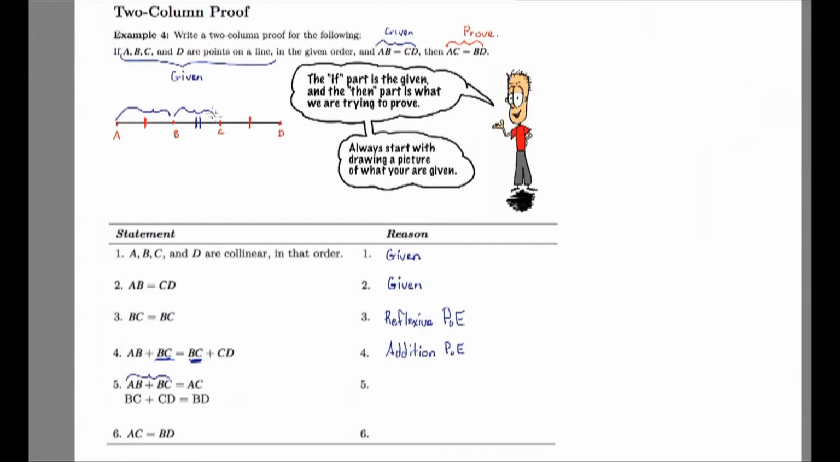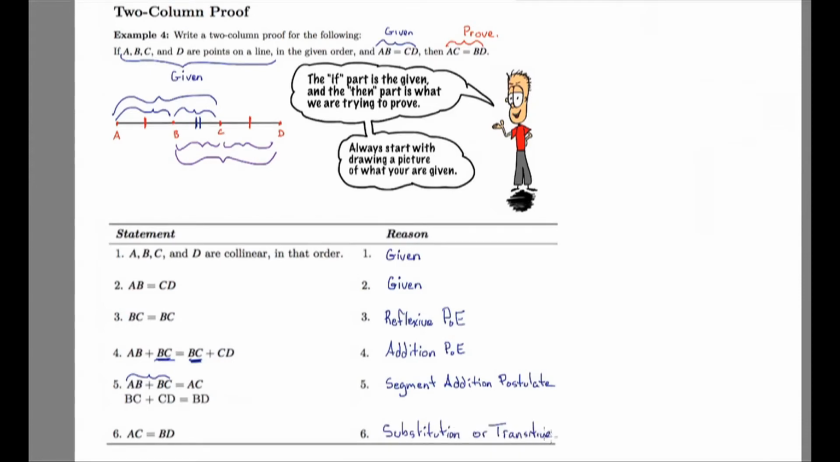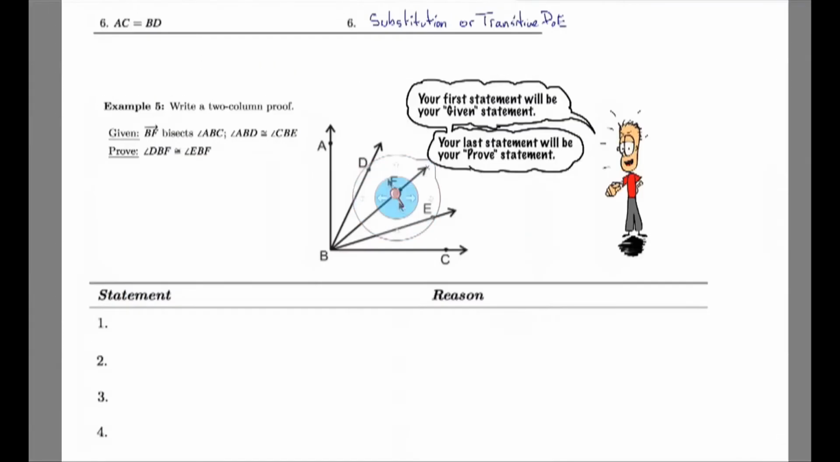Then I can say AB plus BC equals AC, and BC plus CD equals BD. Well, that's just the segment addition postulate that we learned several weeks ago. So now in the final step, we can make a substitution or use the transitive property here and say that AC equals BD. Why? Because we can put AC in for AB plus BC and BD in for BC plus CD, because in step 5 right here we know that those are equal statements.